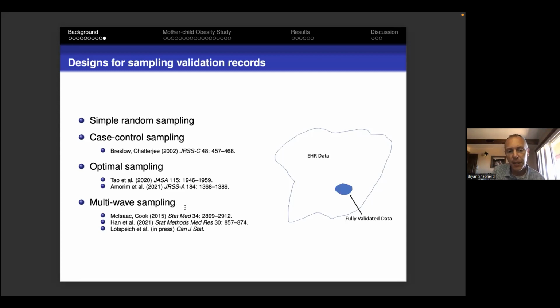And this leads to something called multi-wave sampling, where you divide up your validation into different pieces. Like the first wave, you may do a simple random sample or case control sampling, and you learn information, and then you apply that information to decide what the optimal sampling design is. And then you apply that, and you target the optimal records for sampling in the second wave. And we'll go through the details of that also in our example.